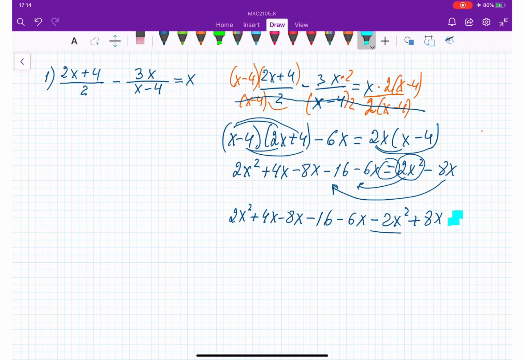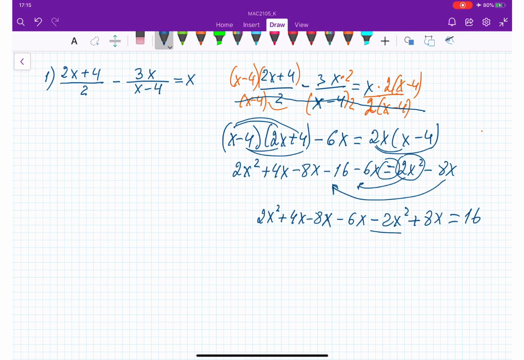And you know what? This negative 16, let me move this negative 16 to the other side because it's a constant term. And that's going to be equal to positive 16. So I will take it from here. Clean this negative 16. Okay. All right.